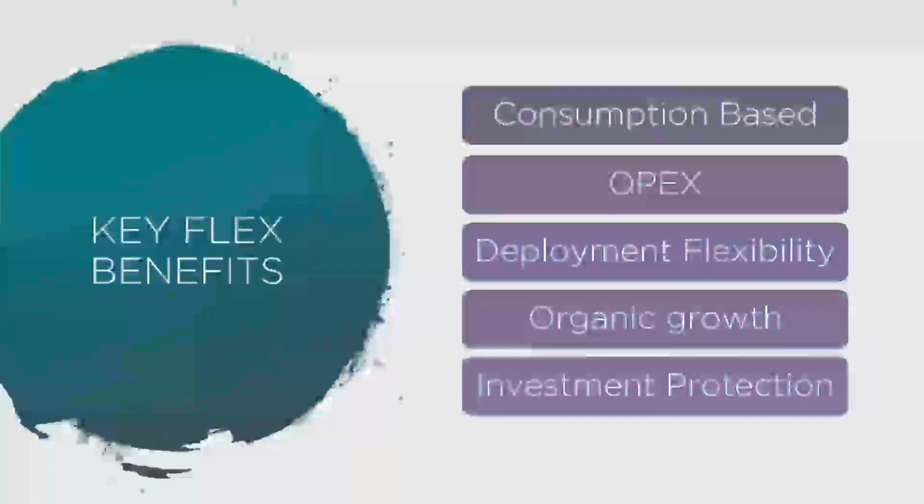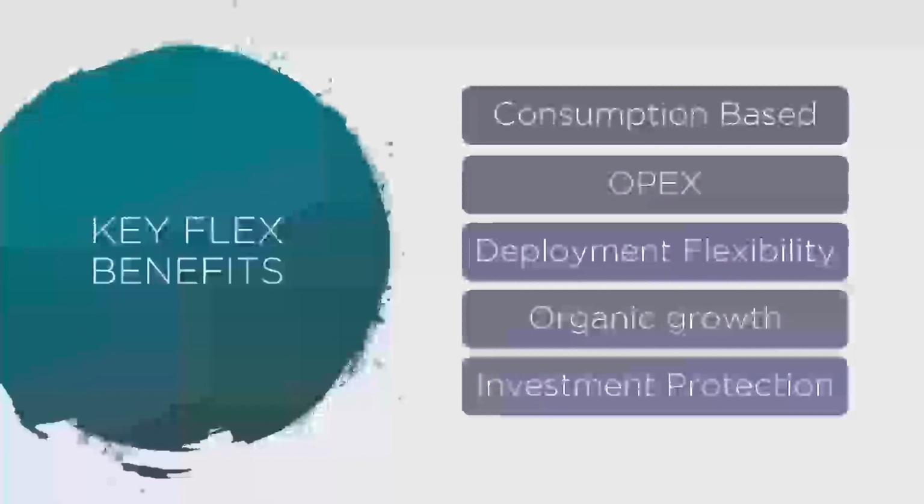So the key benefits really to point out here: it's a consumption-based model. So you can choose to go on an OPEX. You may do a 1 year or a 3 year agreement with us, but you can choose to spend that as an OPEX expenditure, so on a monthly basis. It gives you the deployment flexibility to go between on-prem and cloud.